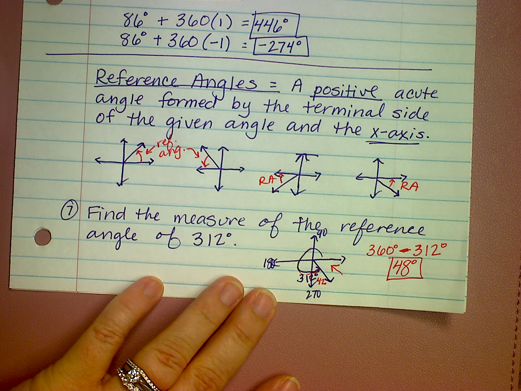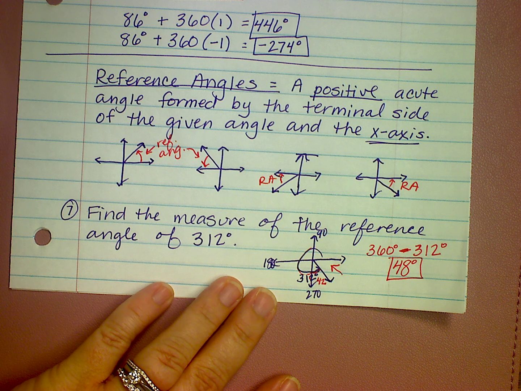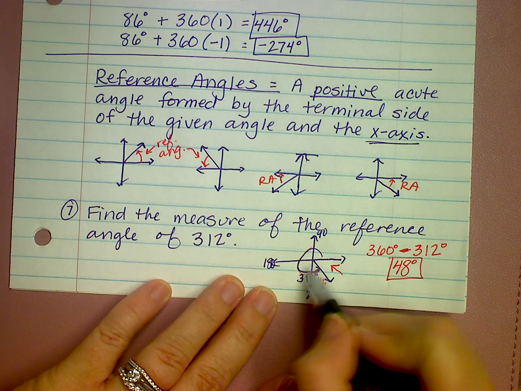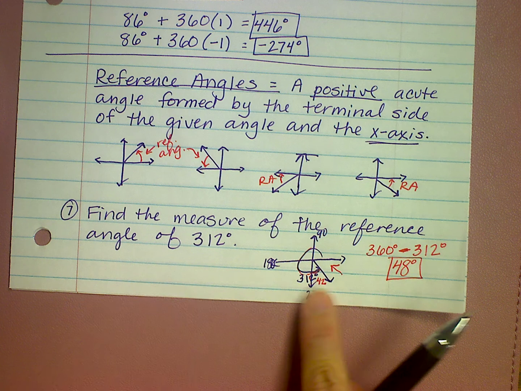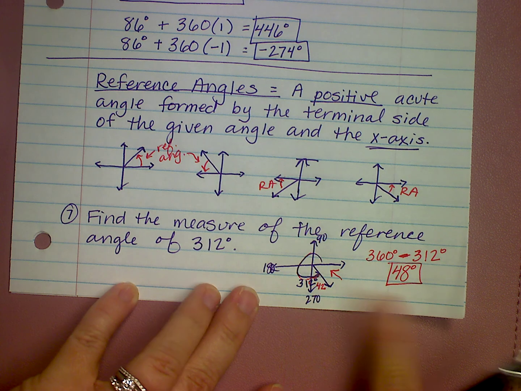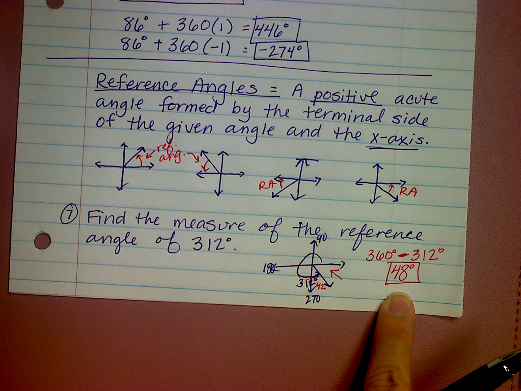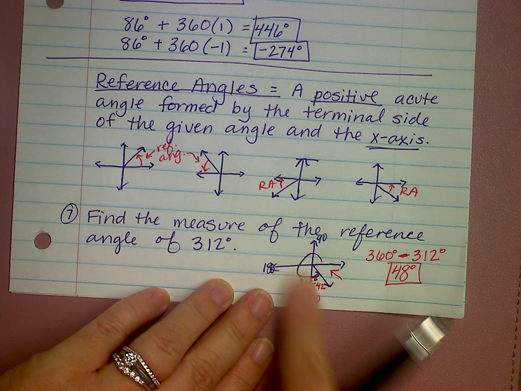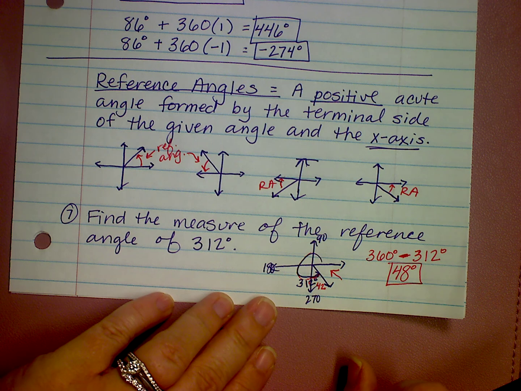Okay. Now, it doesn't matter how many loop-de-loops there are in here. So in other words, every angle that is coterminal with 312 degrees will also have a reference angle of 48 degrees, because they're all going to have the terminal side fixed in that same spot.